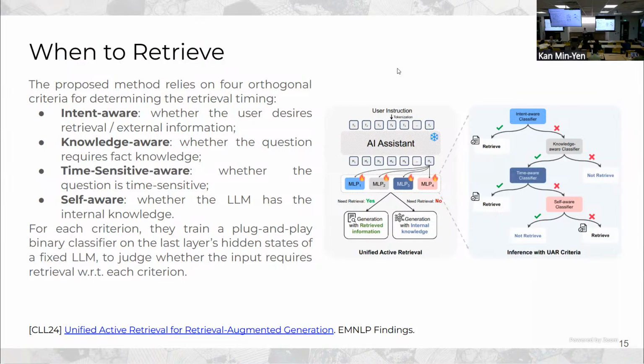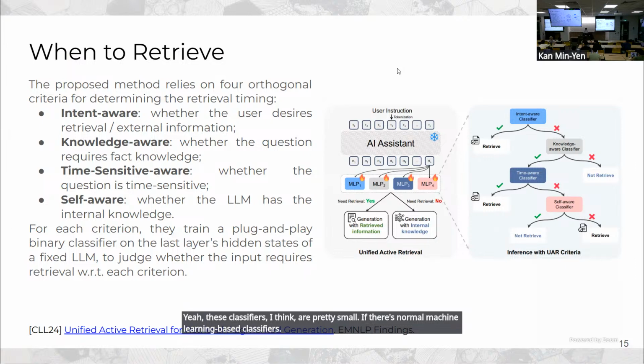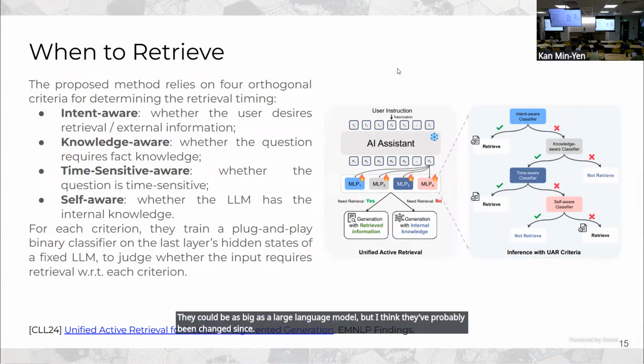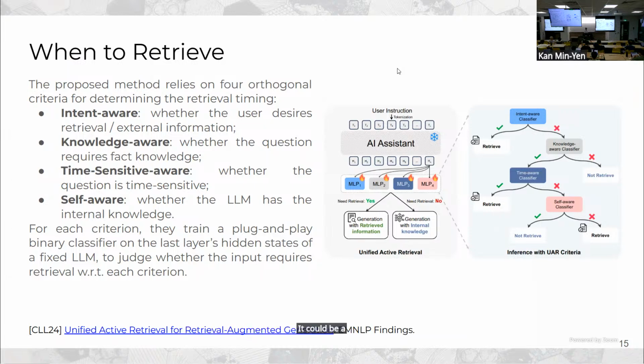These classifiers, I think, are pretty small. If they're normal machine learning classifiers, like a linear regression model or even a decision tree, they should be pretty fast to run. MLPs could be as big as a large language model, but I think they probably use simple classifiers. It could be a small model for efficiency.